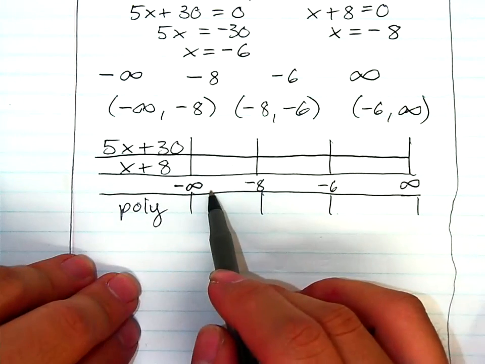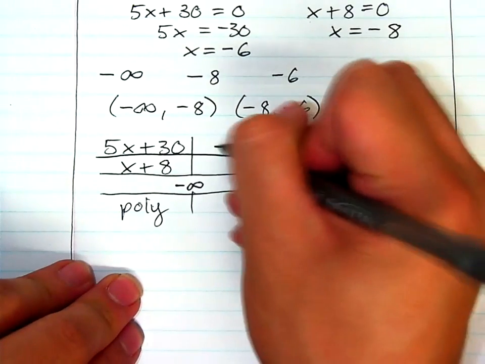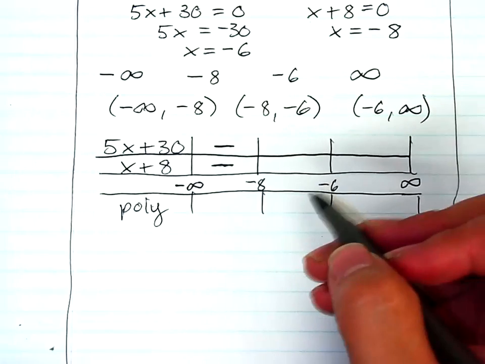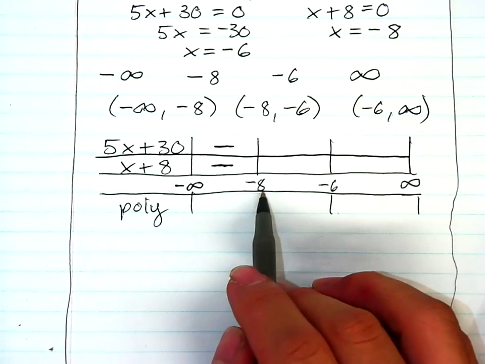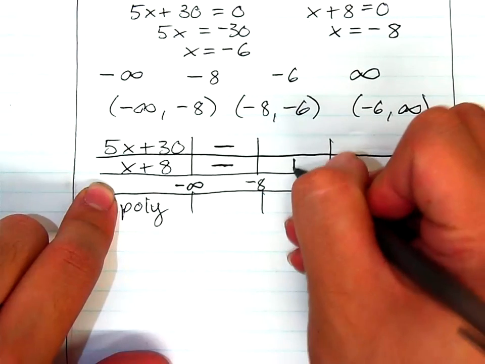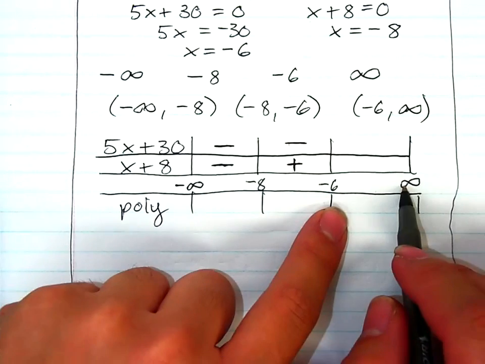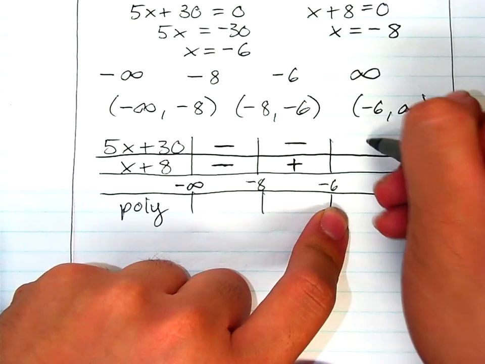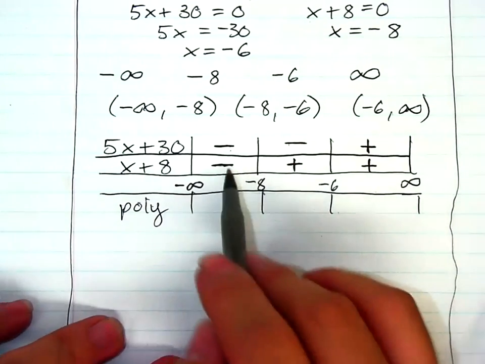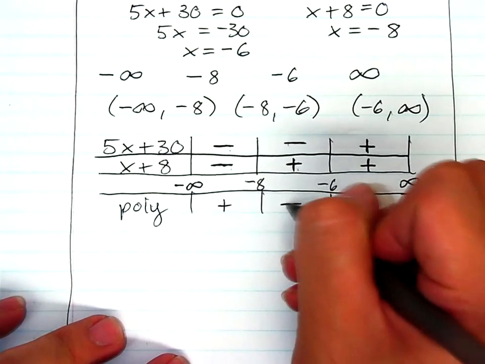So over here, between negative infinity and negative 8, I can choose any negative number almost. I'm going to choose negative 10. So negative 10 times 5, that's negative 50. Negative 50 plus 30 stays negative. Negative 10 plus 8, still negative. Over here, between negative 8 and negative 6, the only integer I can really use would be negative 7. So I'm going to plug that in. This one stays positive. This one is still negative. And then over here, between negative 6 and infinity, I'm going to choose 0, leaving this one positive and this one as well. Okay? So negative divided by negative, that gives me a positive answer. Negative divided by positive, that gives me a negative answer.